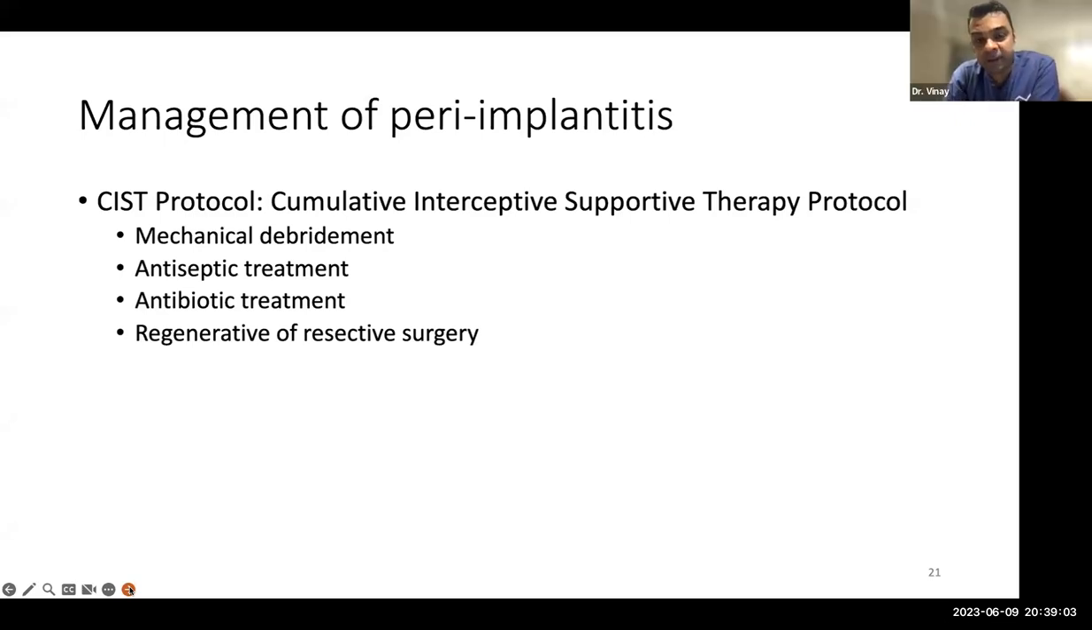Yeah. I've also put in the consensus conference on peri-implantitis and their consensus statement, with all leading experts who have gone through an evidence-based literature review. I've put it along with this, so everybody would get a copy of that.